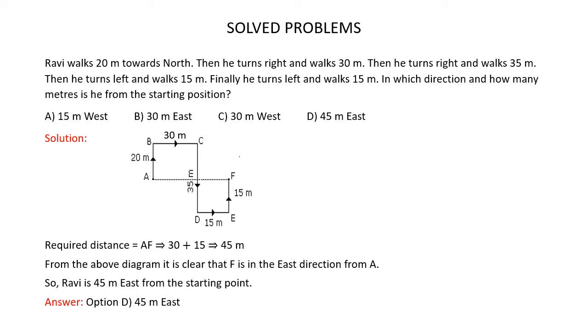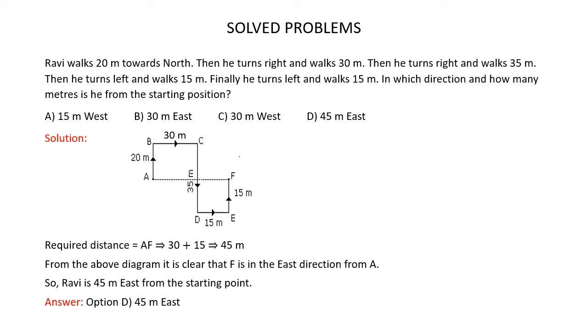So Ravi starts from A and walks 20 meters towards the north to reach B. Then he turns right and walks 30 meters to reach C. Then he turns right and walks 35 meters to reach D. Then he turns left and walks 15 meters to reach E. And finally he turns left and walks 15 meters to reach F.